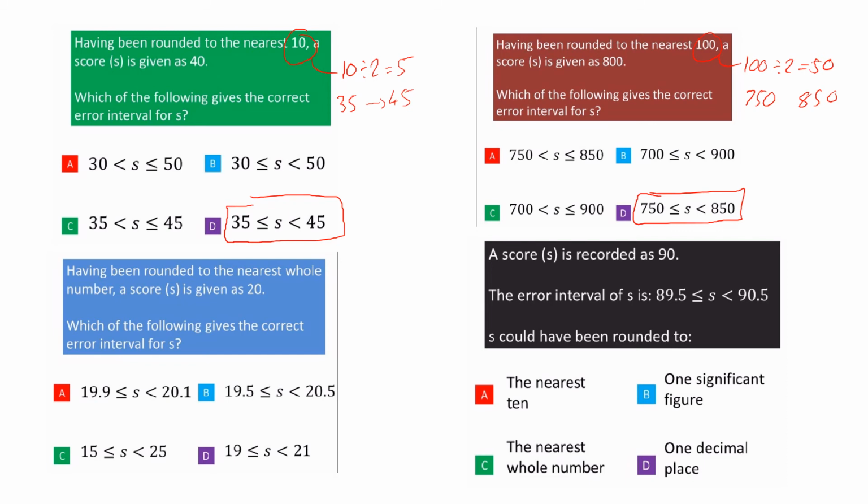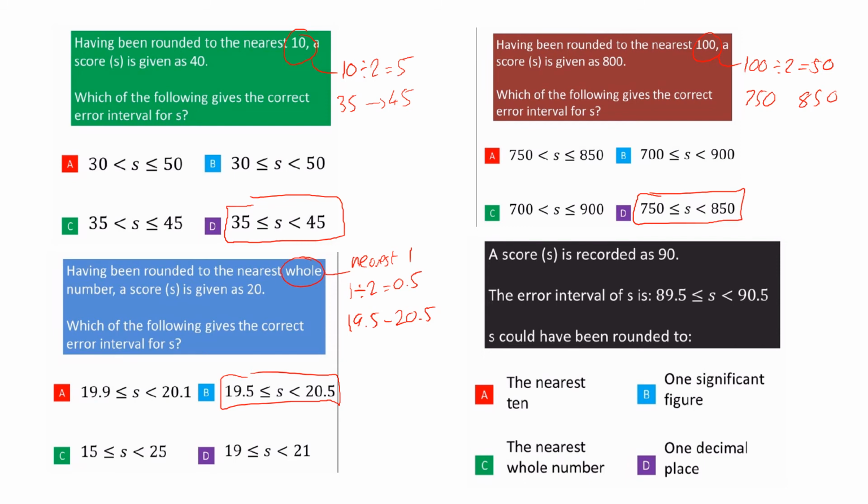For the blue question, nearest whole number, so that's to the nearest 1, or sometimes they might say the nearest integer, which means the same sort of thing. We'll halve that, gives us 0.5, and so we want to be 0.5 either side. We want to be between 19.5 and 20.5. And B is the only option that works there.